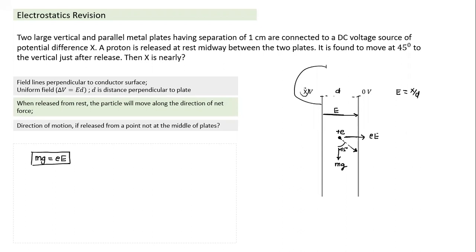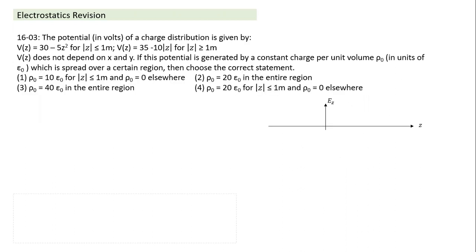And what happens if we have replaced it with an electron? Would it still move at 45 degrees? If we replace this proton with an electron, this force becomes much smaller. This force remains the same. Actually, if you release an electron, it will move almost horizontally. The angle it will make with the vertical will be close to 90 degrees if it is an electron here.